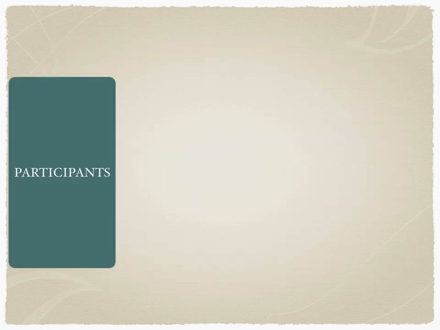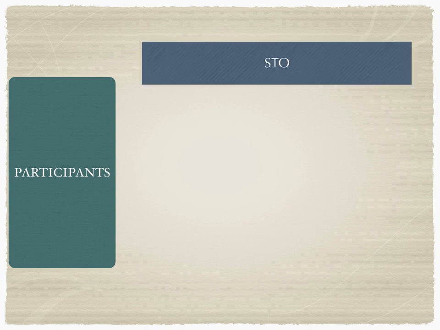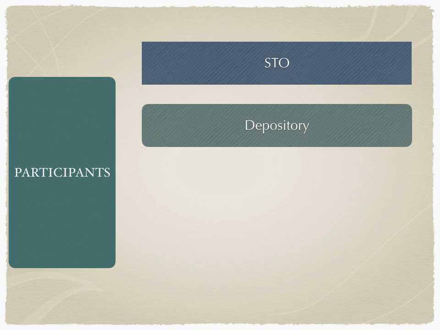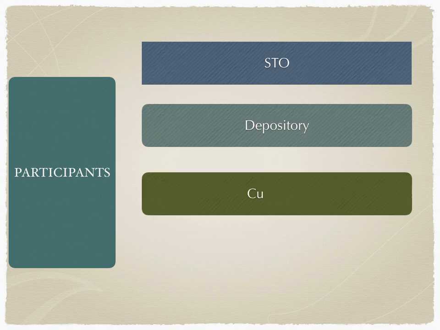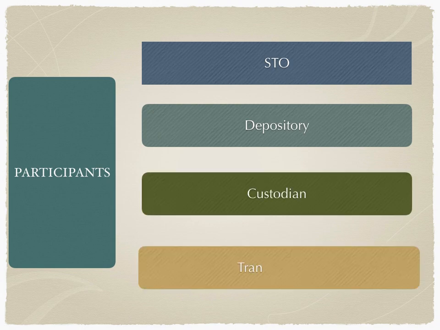Let's take a look at the participants of the stock exchange post the trade. Okay, we're going to analyze post trade activities. The participants include an STO, that's the Securities Trading Organization, a depository, the custodian, and a transfer agent. So let's analyze the role of each of these entities.